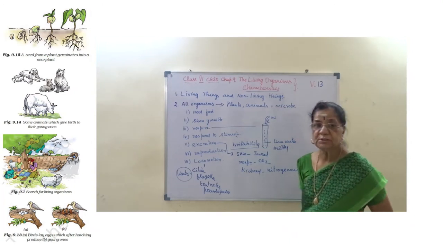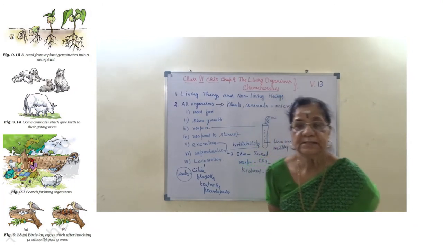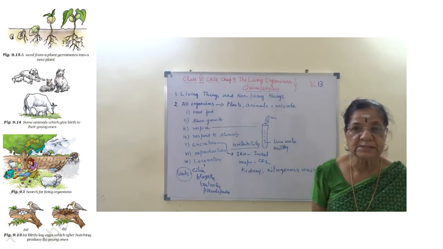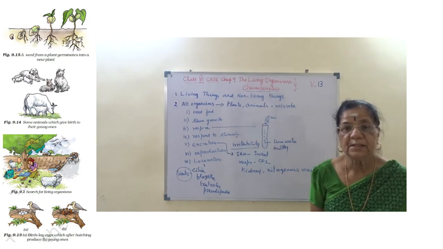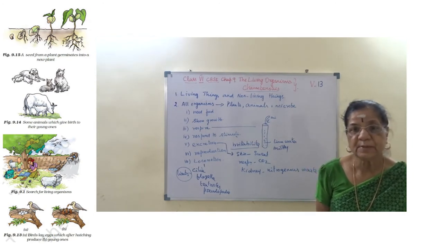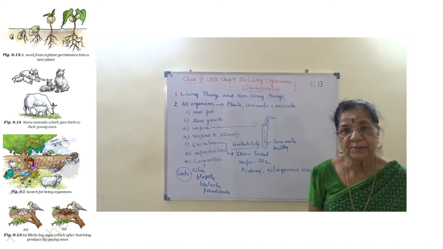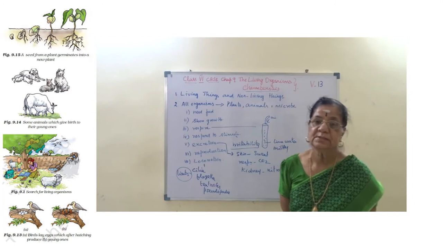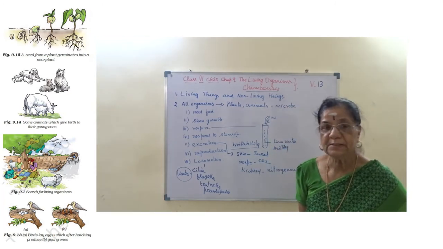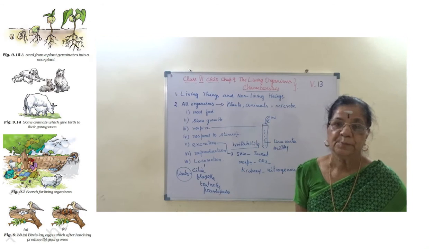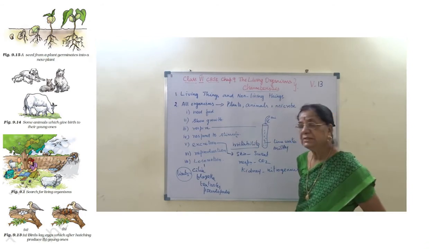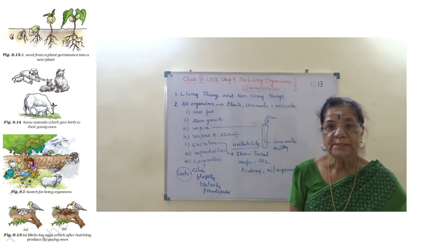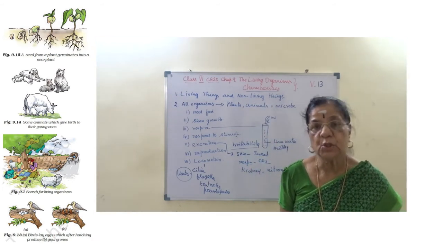Whereas locomotion in plants: animals move from place to place in search of food, shelter, mating, and to escape from enemies or predators. Predators are those animals that come to kill them. Whereas plants as such will not move, only their plant parts will show movement.